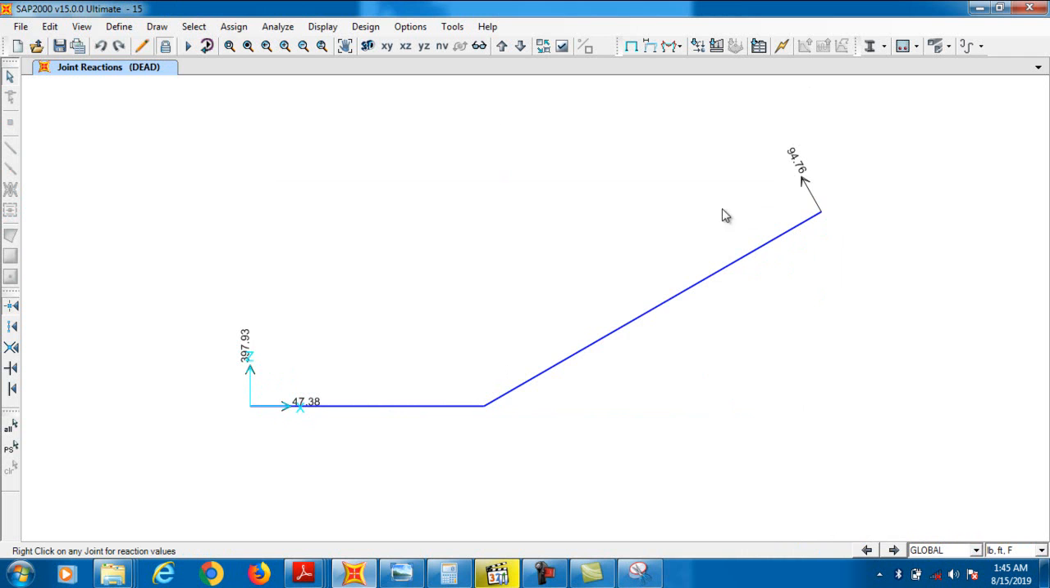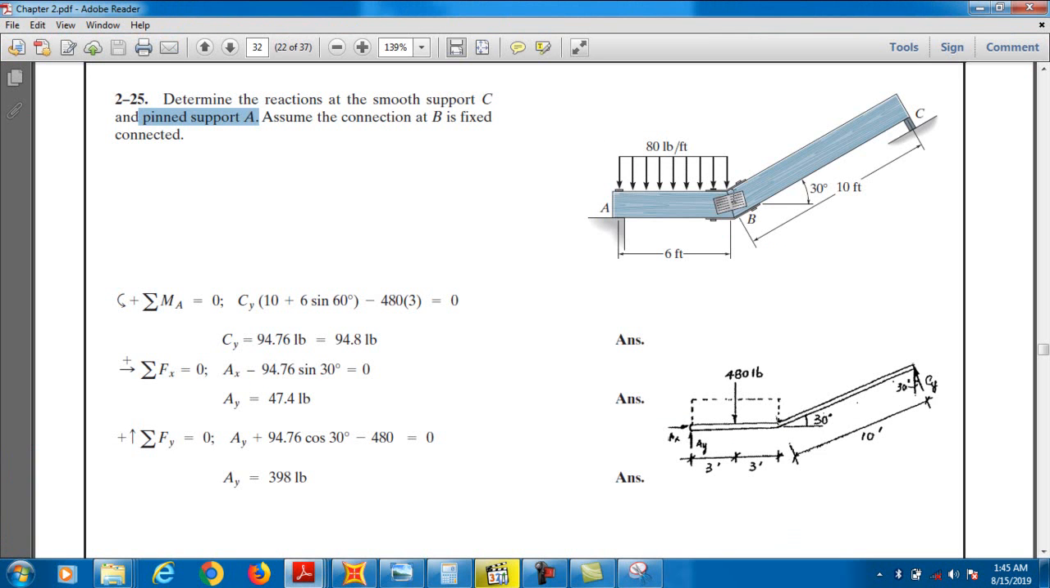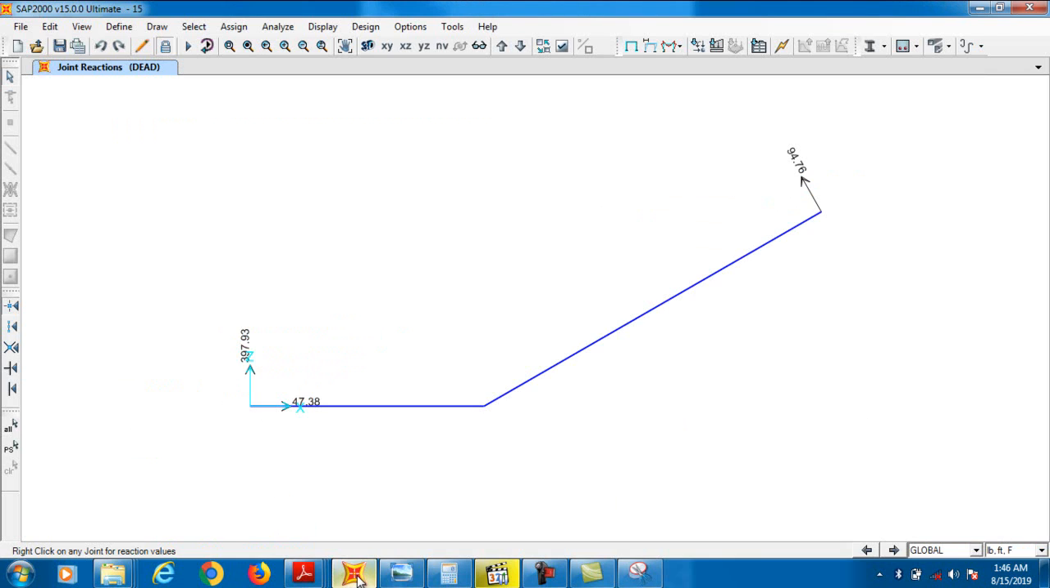So the reaction is now okay. That is the error which I committed, so I rectify my error, because this is a hinge joint. This is not just a roller support, because it is mentioned there that C is a smooth support, means this is a roller, and A is a pin joint. Pin joint means this is hinge, and B is a fixed support. Clear? So now your reactions are 100% okay. Absolutely, they are now 398, 47 and 94.